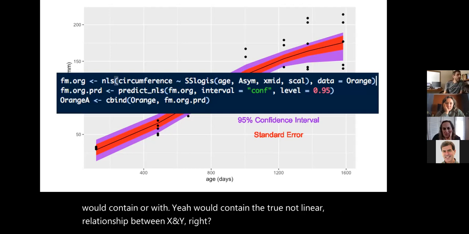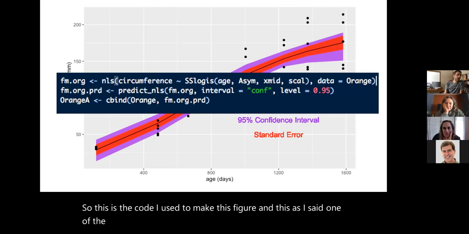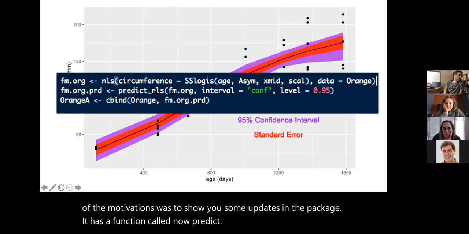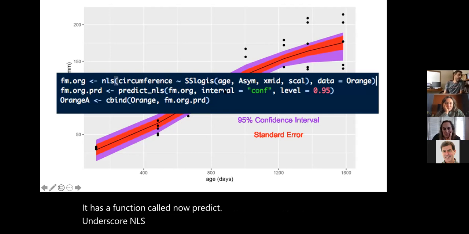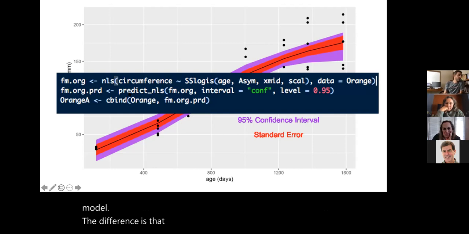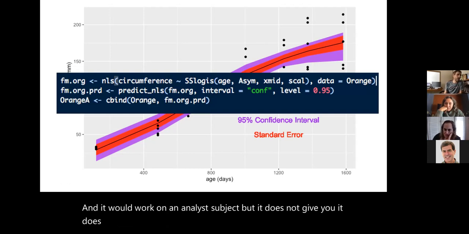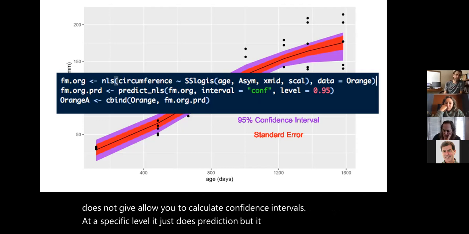So this is the code I used to make this figure. And as I said, one of the motivations was to show you some updates in the package. It has a function called now predict_nls, which behaves in the same way as the predict function for a linear model. The difference is that predict is a generic function, and it would work on an NLS object, but it does not allow you to calculate confidence intervals at a specific level. It just does prediction, but it doesn't give you this uncertainty.